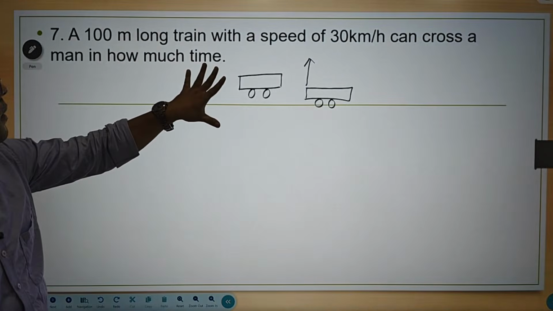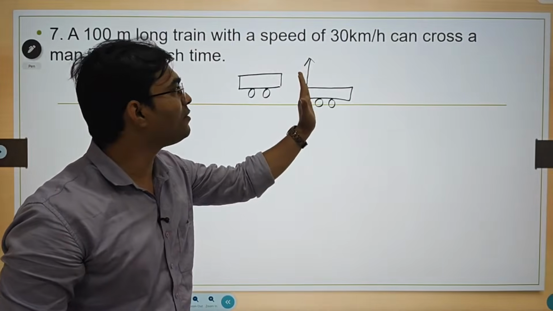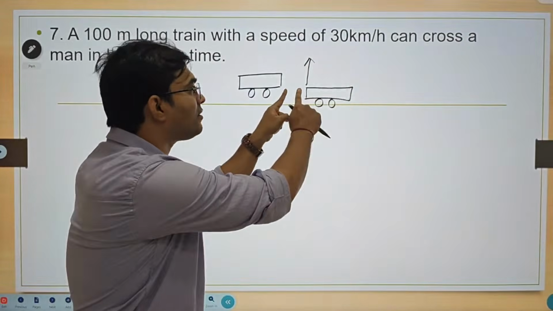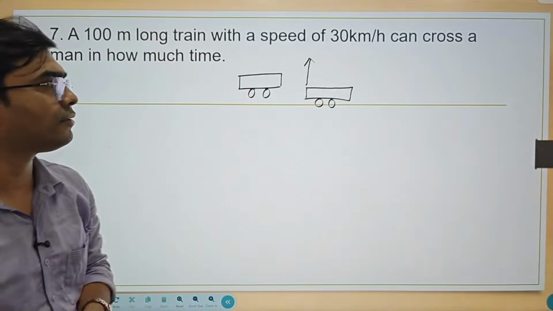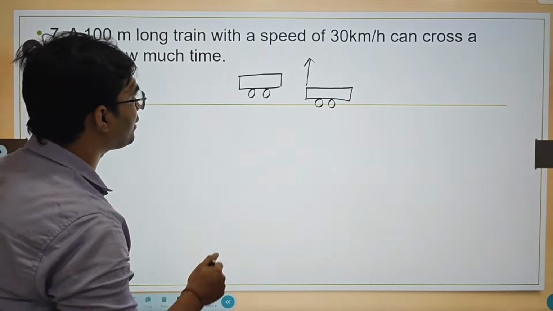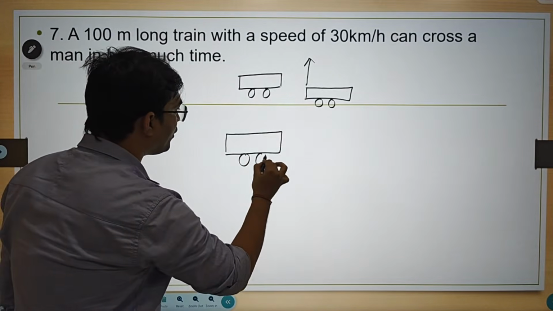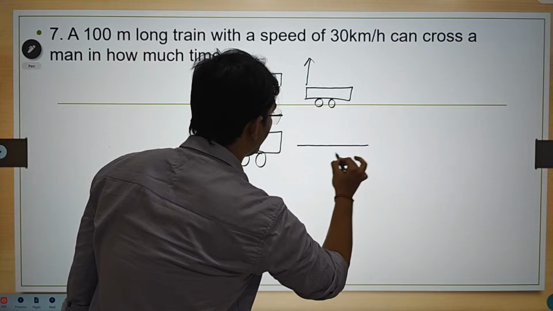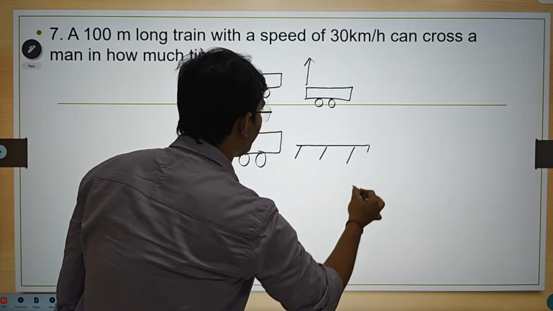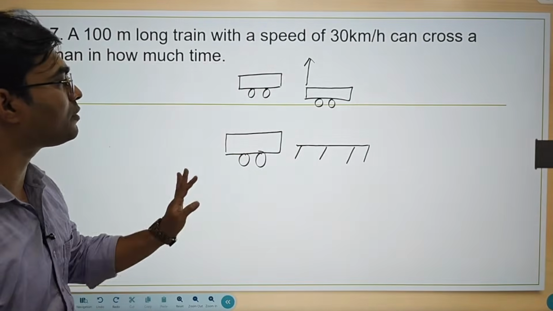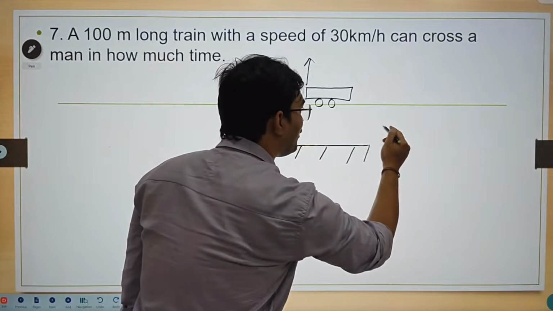Again, let me repeat it. What is given? A train is crossing a man means the train is crossing itself. Train is crossing itself means the distance traveled by the train will be equal to the length of the train. In some cases, they'll say that a train will cross a platform. Let me call this one your platform. Train will cross the platform means the train will cross the platform as well as cross itself.